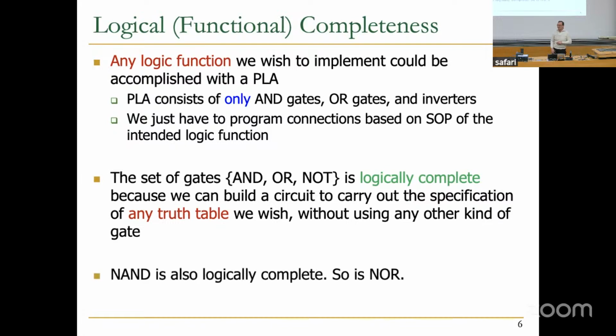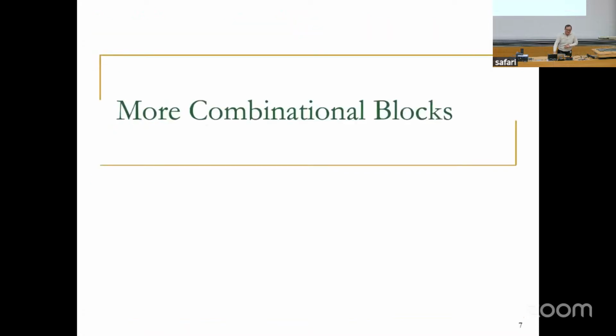But it's also true that NAND is logically complete by itself. So if you just have a NAND gate, you can build anything because you can actually represent AND or NOT using NAND. So is NOR by itself. I'm not going to prove this, but it's fun for you to try it out. Okay? So that's logical completeness. Another way of looking at it is sum of products form.